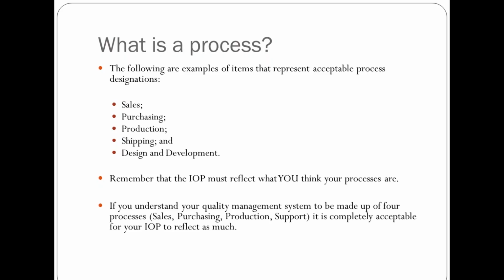system. Now, we obviously emphasize that the IOP, the interaction of processes, has to reflect what you understand your processes to be. But they must be processes. They cannot simply be steps within a process. If your understanding of your quality management system is that it's made up of 4 core processes, for example, sales, purchasing, production, support, it's completely acceptable for your IOP to reflect as much, so long as we have a clear picture of what the processes are.